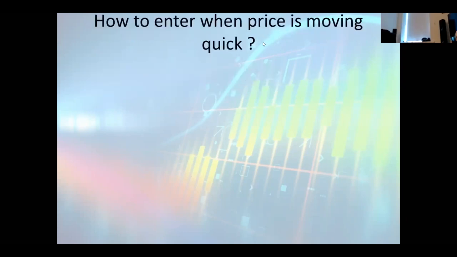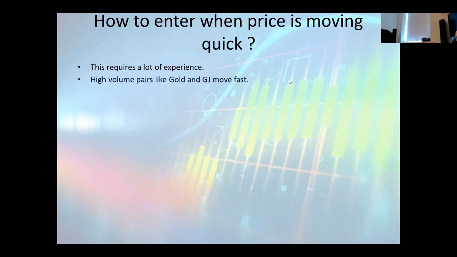All right. How to enter when price is moving quick? There are only two pairs that move really quick: Gold and GJ. Gold and GJ are the only two pairs that move really, really fast. And it just takes a lot of experience watching it happen a lot of times to see whether we can enter this or not. High volume pairs like gold and GJ have a lot of volatility too.